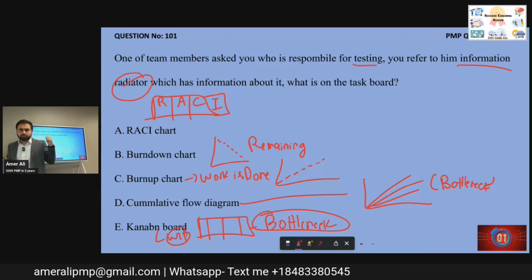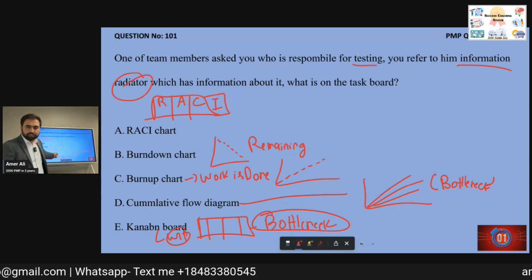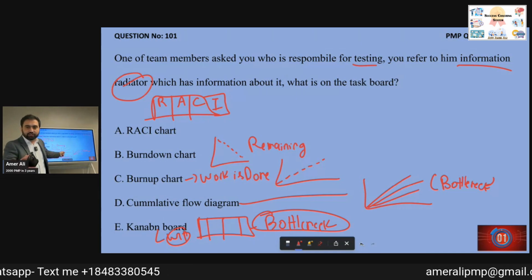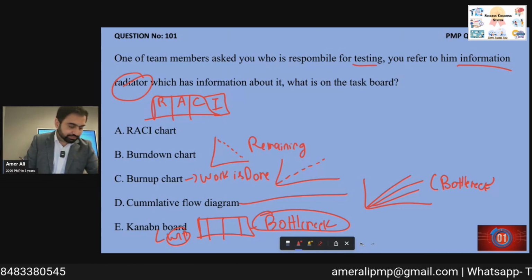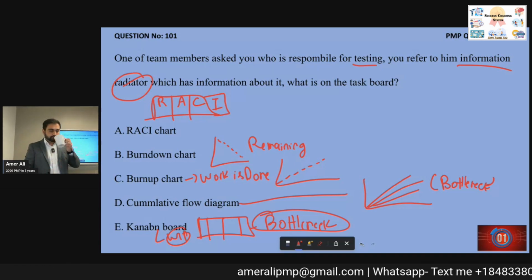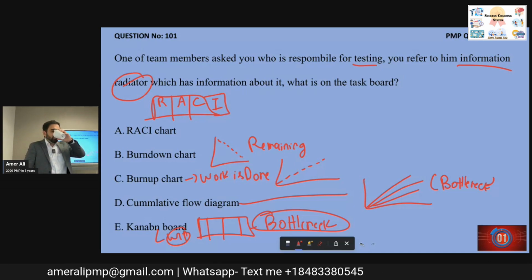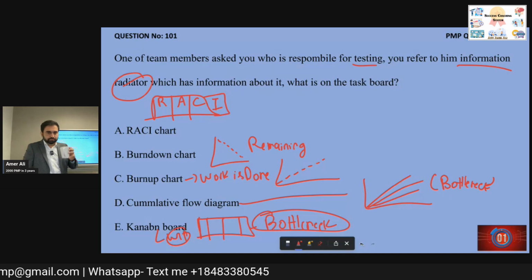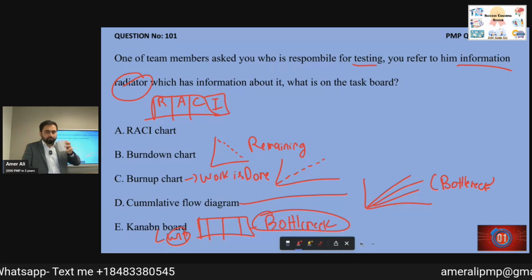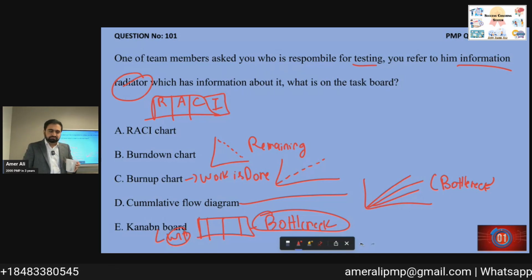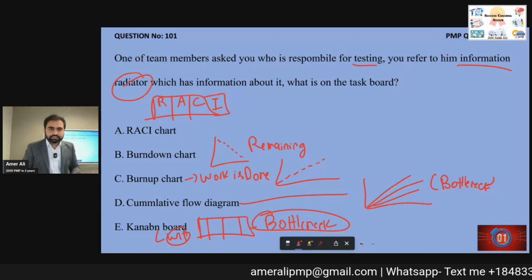Do you want me to make a 1-minute video of all these 4 information radiators and share it in the group? Put yes or no quickly. If no, then we can move quickly. Okay, so you said yes.